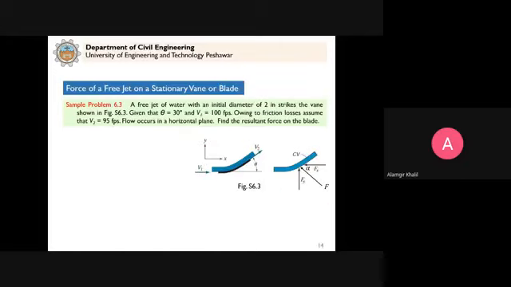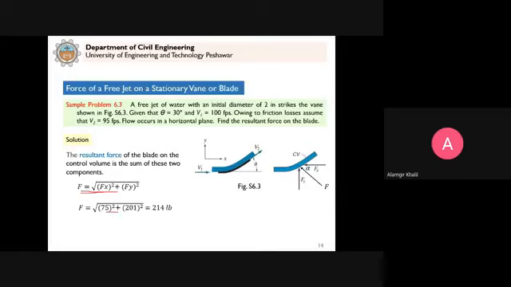Okay, so now we have calculated the two components of the force, we can calculate the total force. Clear? The total force we can easily calculate by application of the Pythagoras theorem. So you can put the values, and this is 214 pounds. And we can also calculate the orientation of this force, which is alpha. Alpha will be equal to tan inverse of force in y direction divided by force in x direction. So alpha is 69.5 degrees.